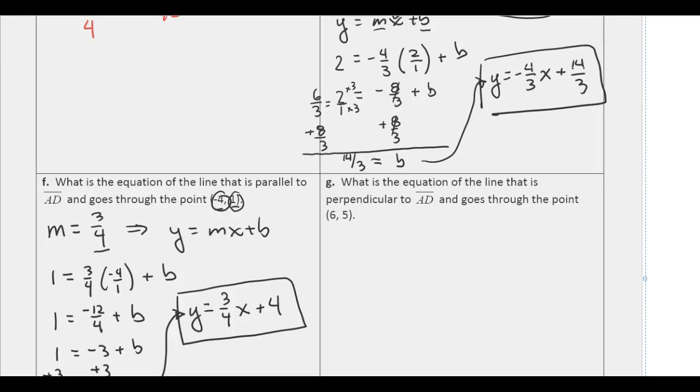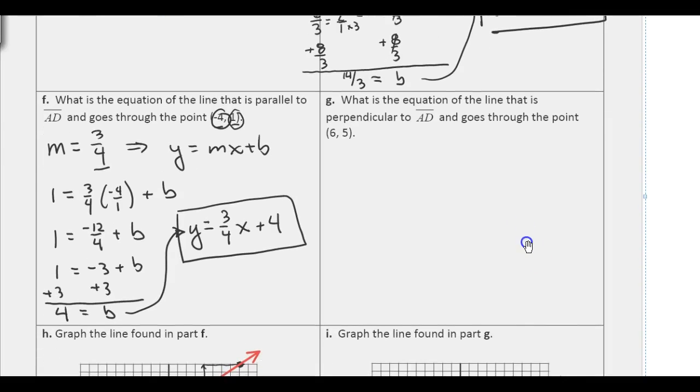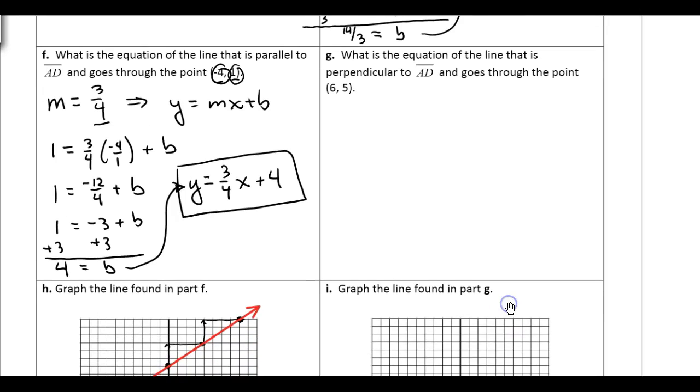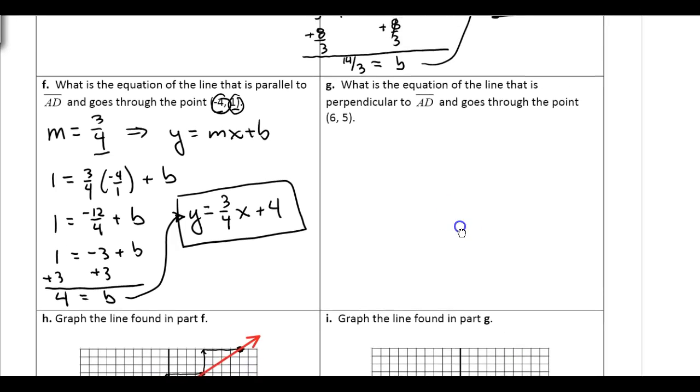This is part 5 of the video solutions for the Coordinate Geometry Quiz Review worksheet. In this video I'm going to cover part G and part I right below it. Those two parts are related to each other.